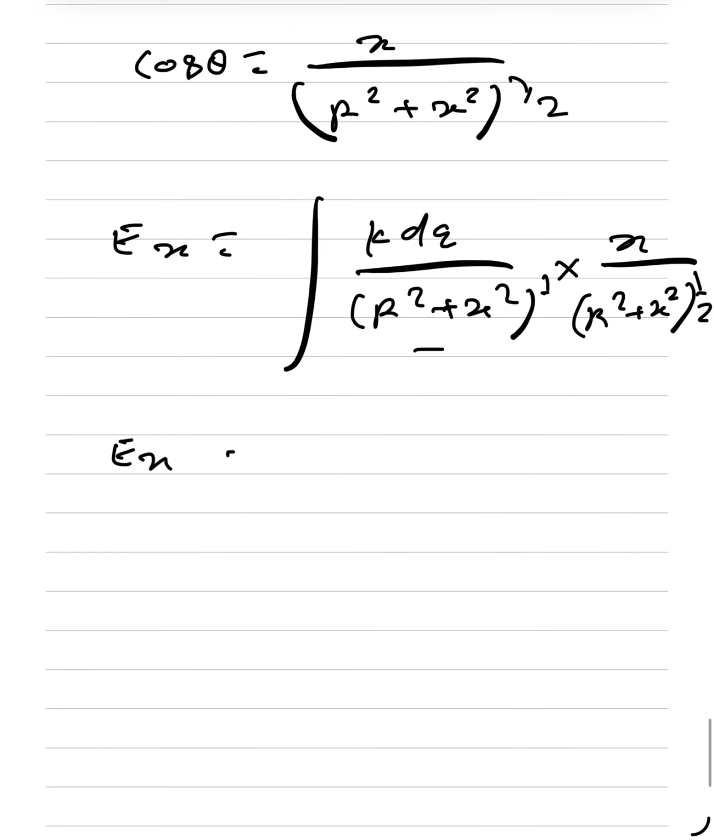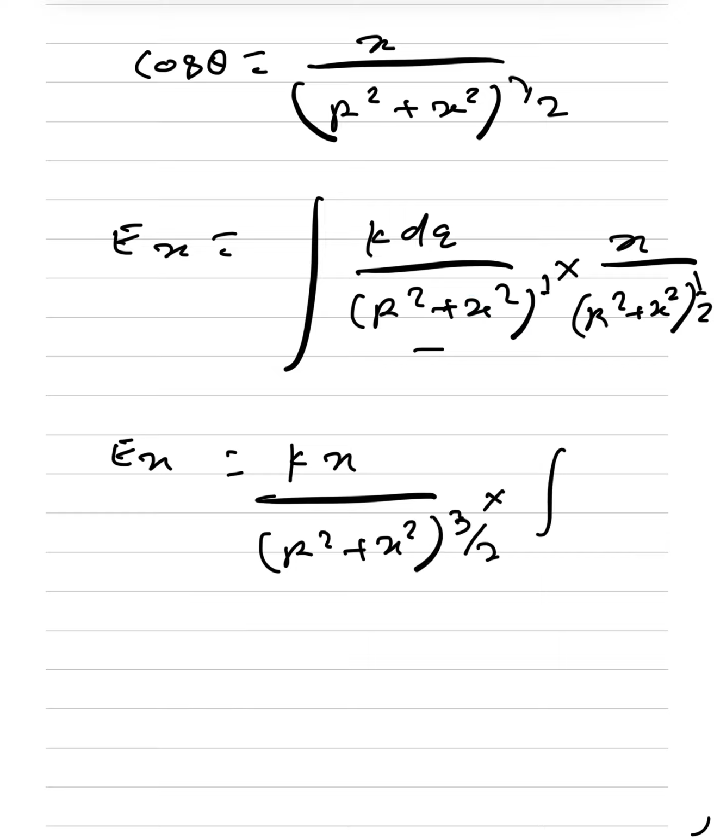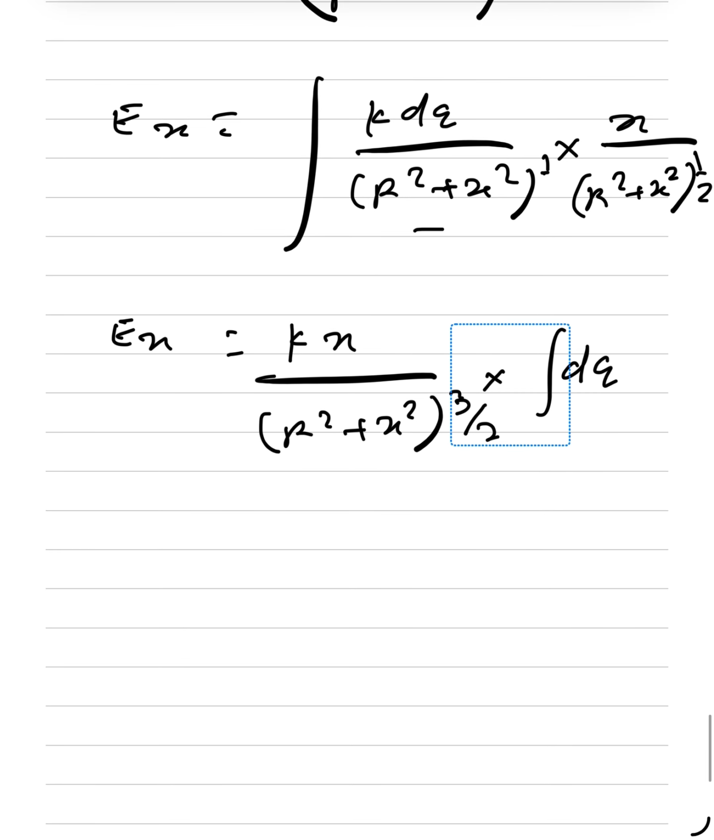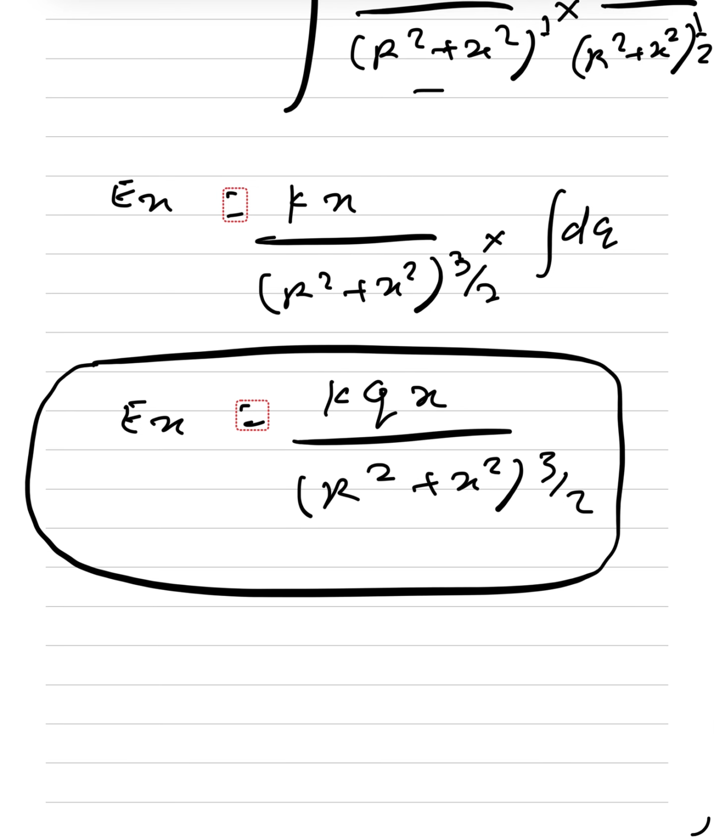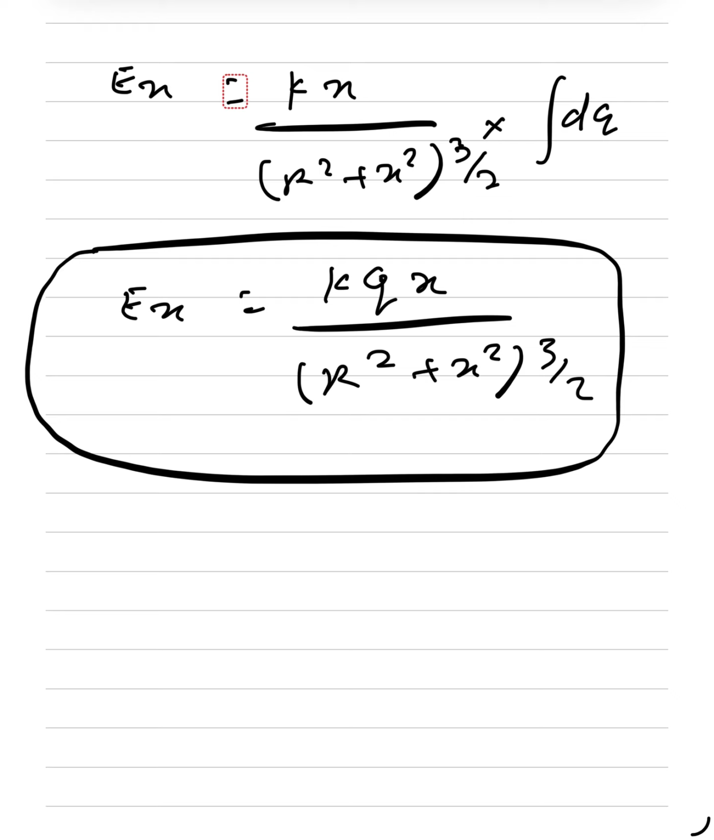In this situation, the electric field E equals k x divided by (r squared plus x squared) to the power 3 by 2, multiplied by the integration of dq, and the integration of dq equals q. So the electric field Ex equals k q x divided by (r squared plus x squared) to the power 3 by 2, right. This is the value of the electric field at the axis of the uniformly charged ring.